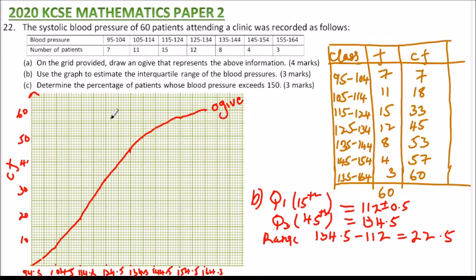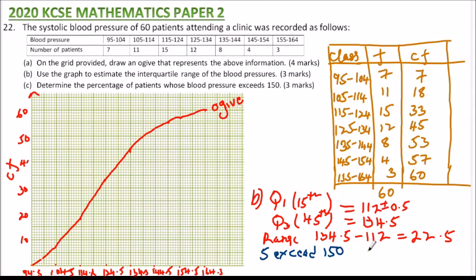Then we look at part C. Determine the percentage of patients whose blood pressure exceeds 150. If you look at where we have 150, this is 144.5, 150.5, 154.5. It is in between there. So you read the value here, they are 5. So it means 5 exceed 150.